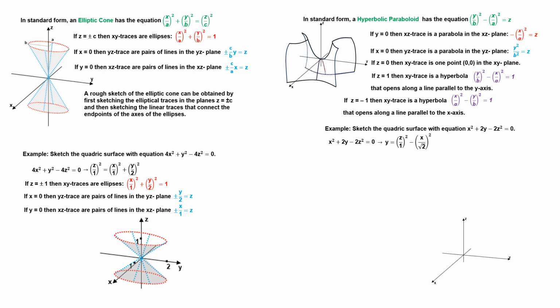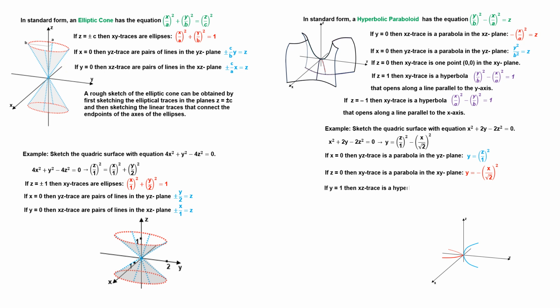A rough sketch of the hyperbolic paraboloid can be obtained by first sketching the two parabolic traces that pass through the origin, one in the plane x equals 0 and the other in the plane z equals 0. After the parabolic traces are drawn, sketch the hyperbolic traces in the planes y equals plus or minus 1, and then fill in any missing edges.